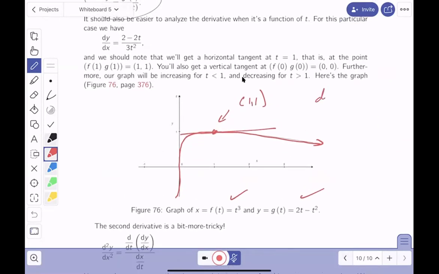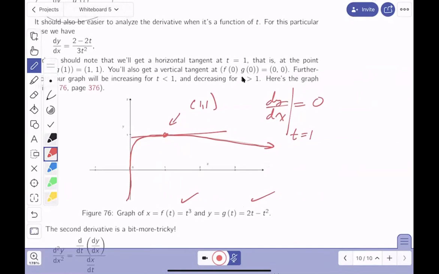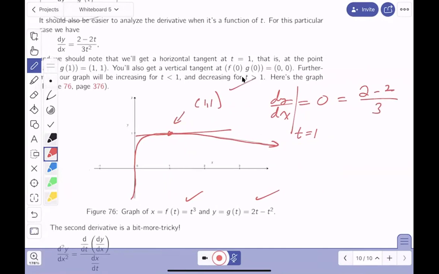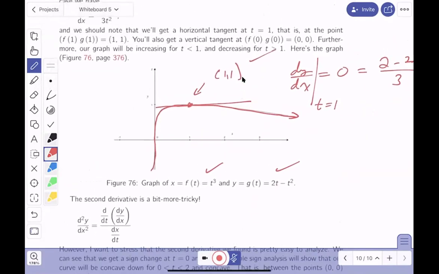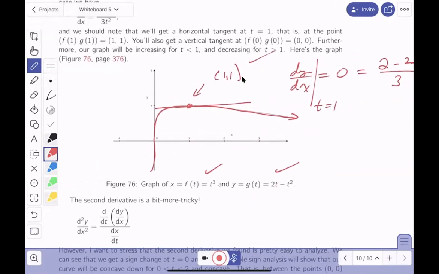Let me just check that out. Is dy dx equal to 0 when t is equal to 1, like they said it is? Well, let's plug it in. It would be 2 minus 2 over 3. It's 0. That satisfies it. It goes on, it says you'll also get another point, (0, 0). I'm seeing that point over there, but maybe it's not right. Let's take a look at that.